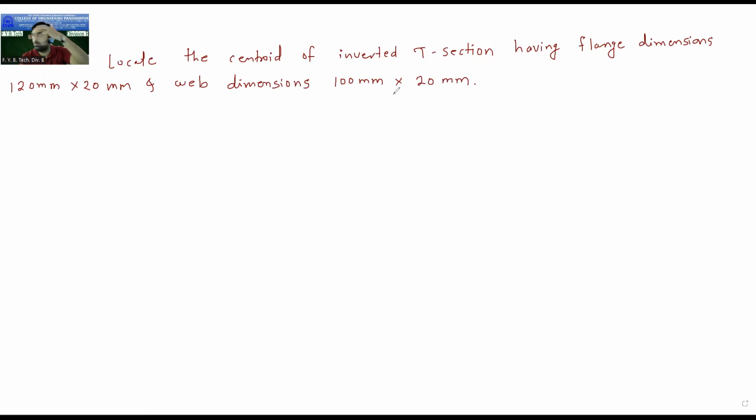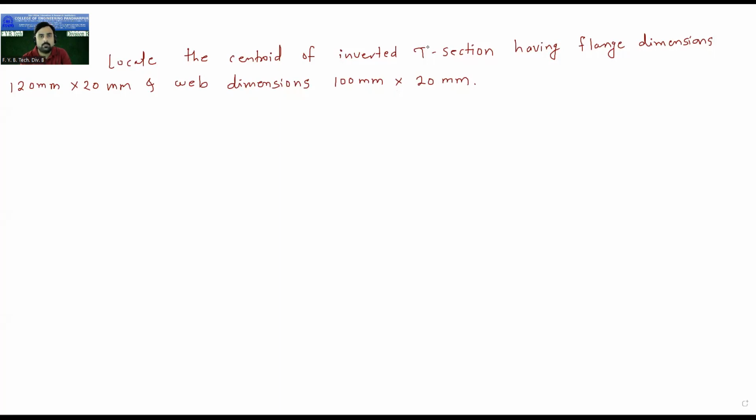So we need to find out the centroid of this. Inverted T section means reverse T. That is the meaning of inverted T section.